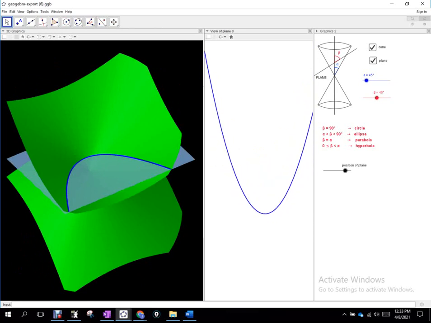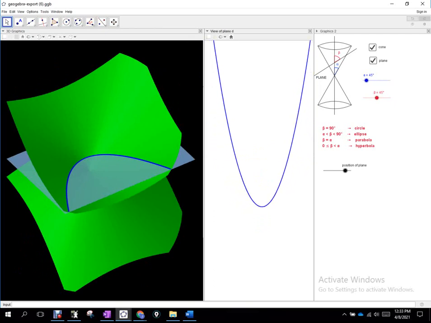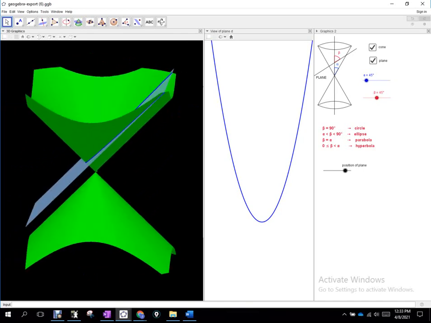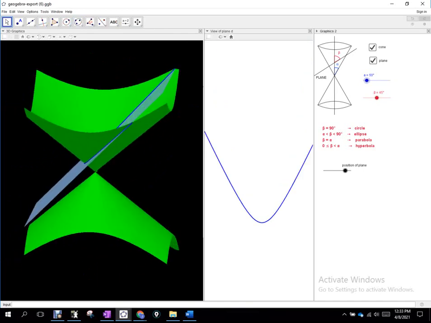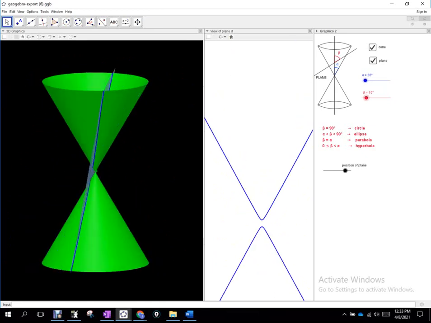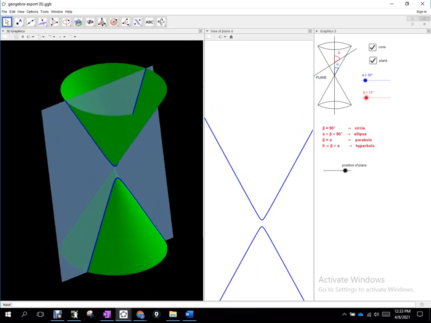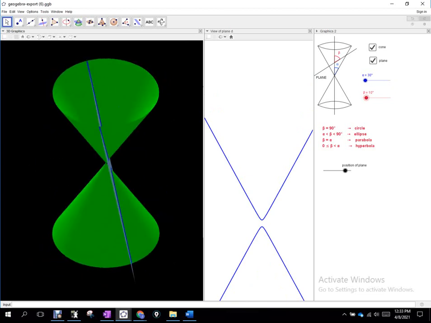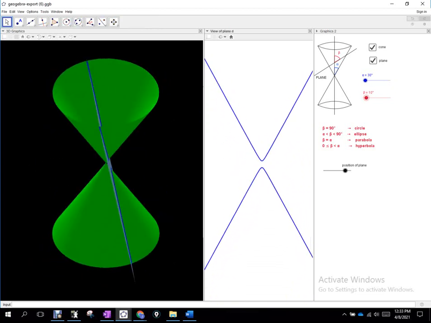What's that look like from Algebra 1? That's a parabola. Okay. If I change the degree at which my plane intersects my cones, let's say I change the degree to where I intersect both cones. When I intersect both cones, the conic that is created is this here, which is a hyperbola.